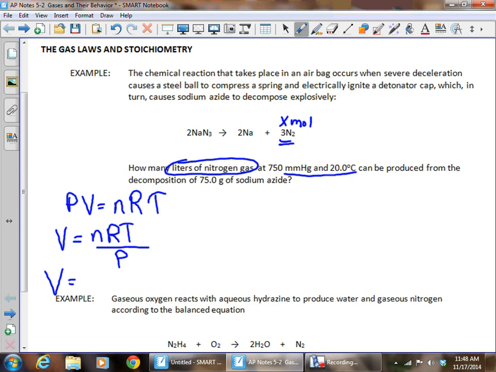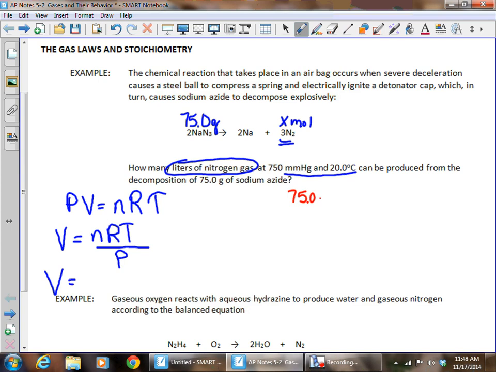Does it give me other information? Well, it doesn't give me anything about nitrogen, but it sure gives me something about the sodium azide. It tells us that we have 75.0 grams of sodium azide. With a balanced chemical equation, this gives me all the information I need in order to solve a stoichiometry problem to get moles of nitrogen from my 75 grams of sodium azide. So let's do that real quick.